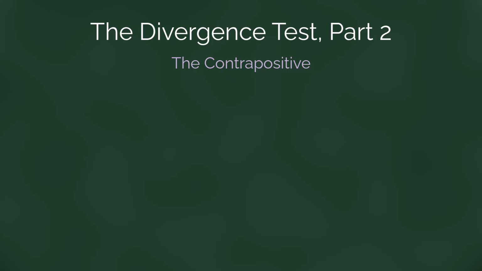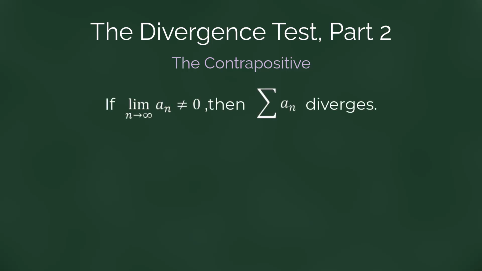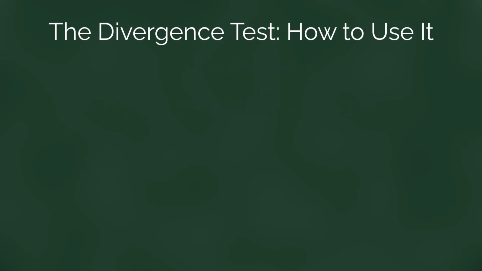What that tells us, in this case, is that if the limit as n goes to infinity of a sub n is not 0, then we can conclude that our series diverges. It's very important to recognize that when using this test, the only thing it can tell you for sure is that a series diverges. You are not able to use this test and conclude for certain that a given series converges.